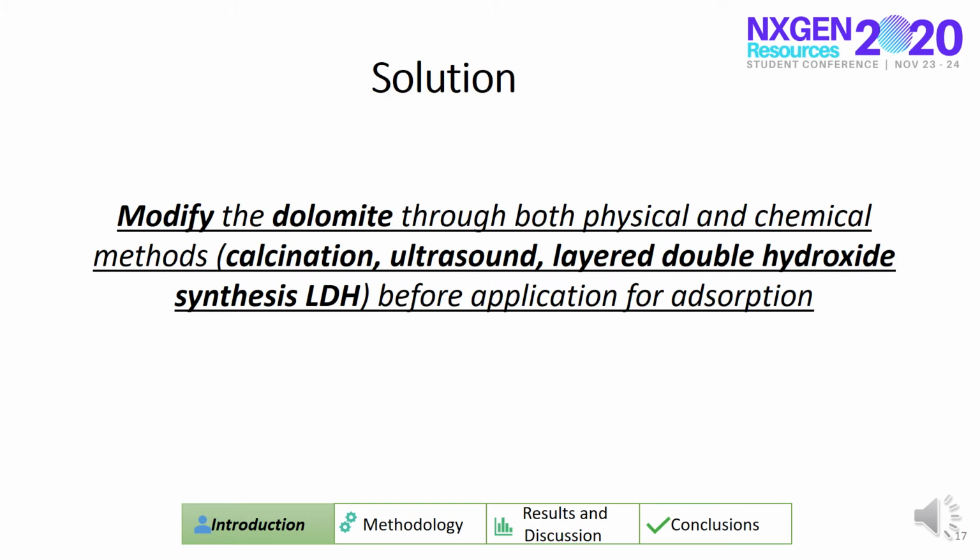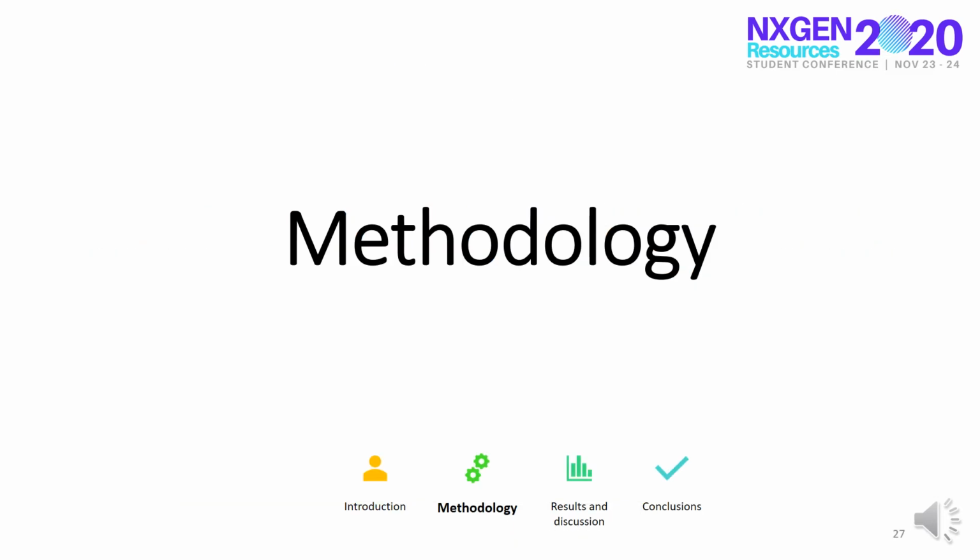As a solution to this problem, we propose to modify the dolomite through both physical and chemical methods such as calcination, ultrasound, and layered double hydroxide (LDH) synthesis before application for phosphate adsorption. So, to solve this problem, the following methodology was applied.